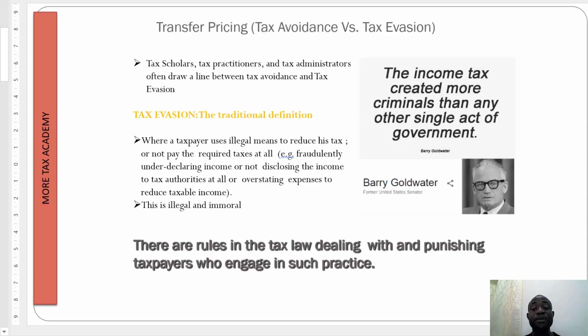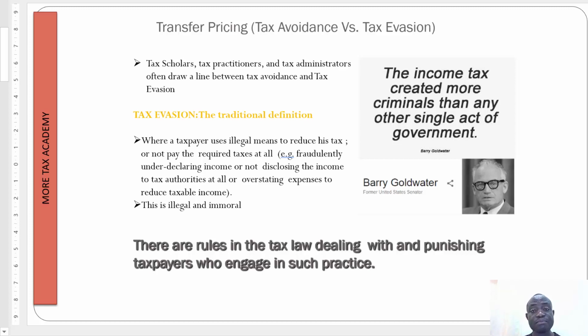In other words, if you are looking at the things that go into tax evasion, you will end up finding too many criminals. So what is tax evasion? The traditional definition is that anytime a taxpayer uses illegal means to reduce his tax or pay smaller tax, or fraudulently underdeclares or does not disclose some incomes to the taxing authorities, then that is tax evasion.